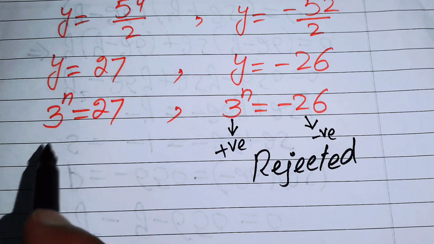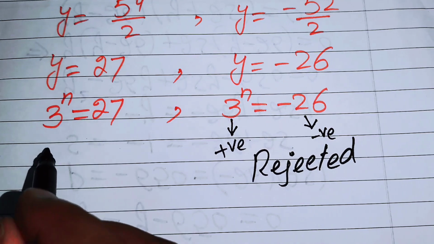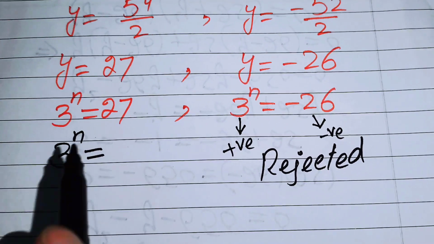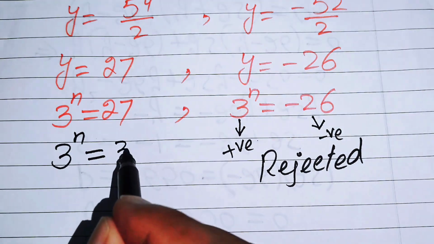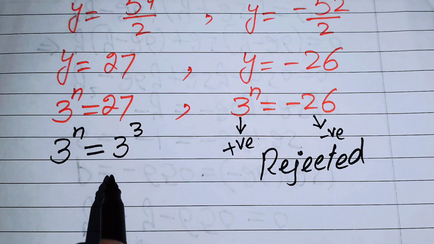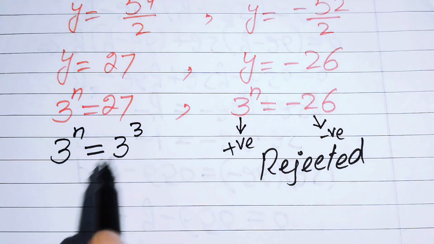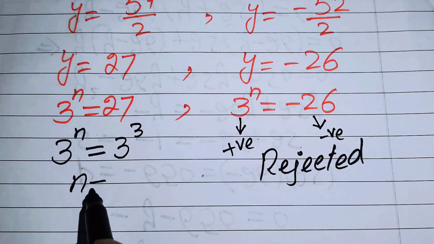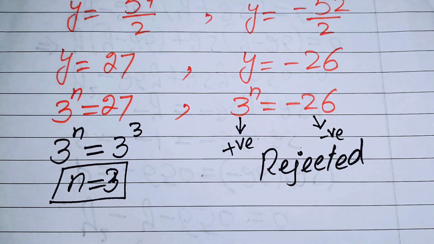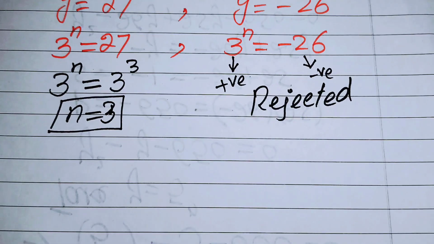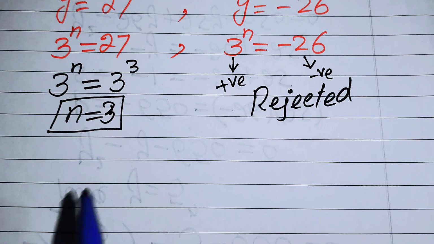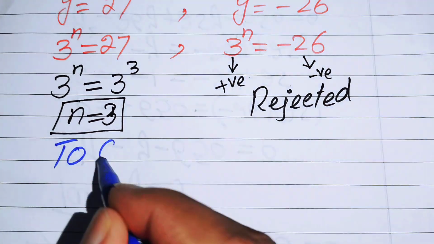In this case you focus on the right hand side, and you have 3 to the power of n is equal to 27, and you know that 27 is equal to 3 to the power of 3. You can focus on both sides, and you see that the bases on both sides are the same, so the exponents are equal, and you get n is equal to 3 as the only solution of this equation. Now we can check whether this solution satisfies the given question or not.